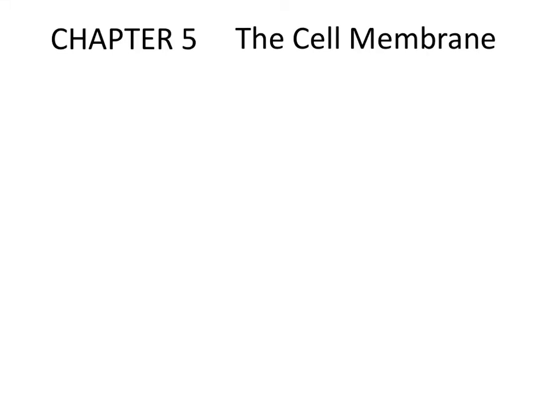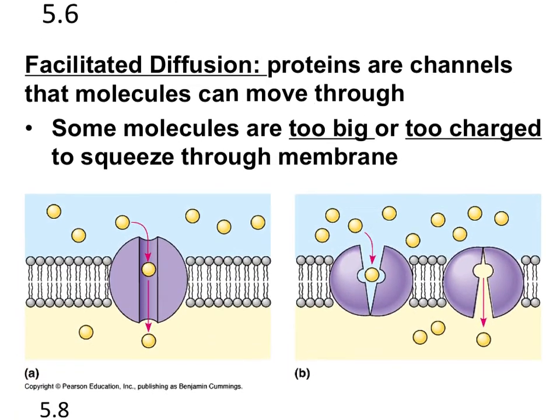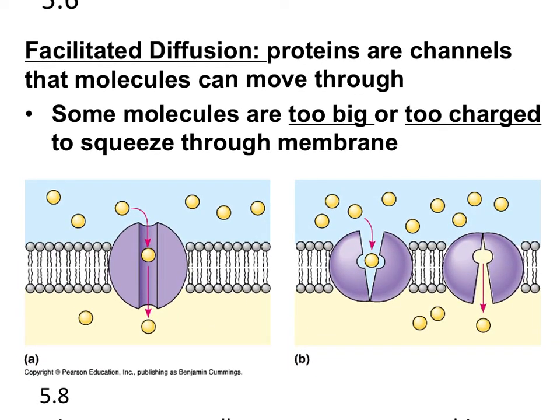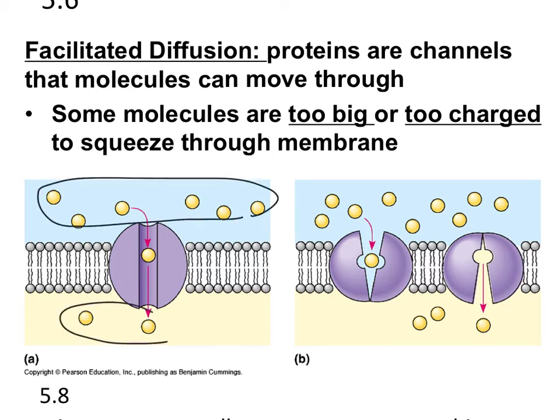This video is Chapter 5 Notes, Part 2. Facilitated diffusion. To remind you, diffusion is when particles spread out from high to low concentration. During facilitated diffusion, that also happens. Particles move from where there's more of them toward where there is less of them. However, the difference between diffusion and facilitated diffusion is that facilitated diffusion uses a protein channel.